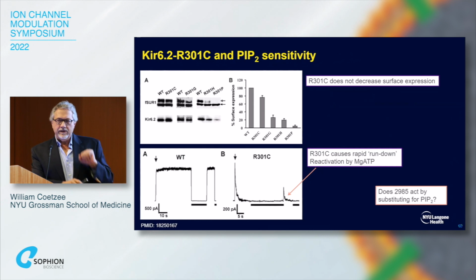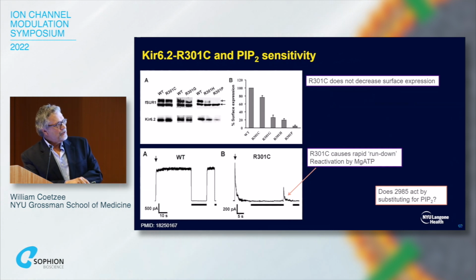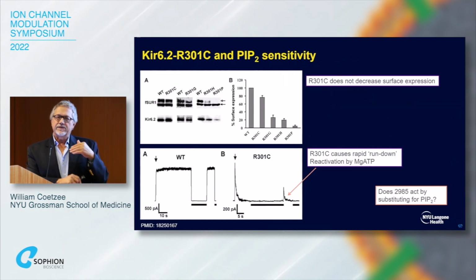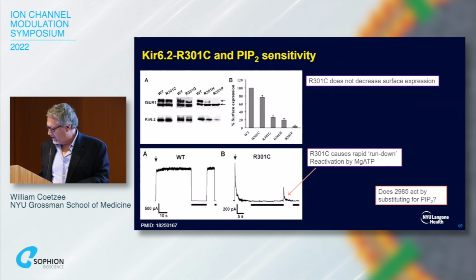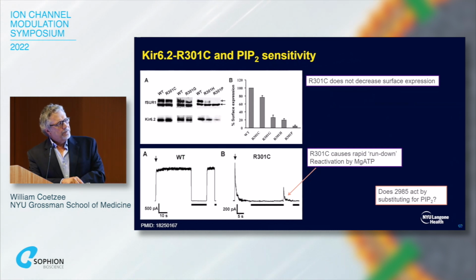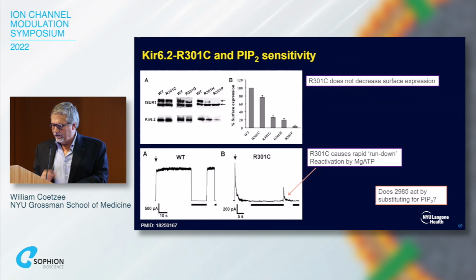involving PIP2 binding. And the reason for that really is because you can reactivate the channel with long exposure of high concentrations of magnesium ATP, which is thought to stimulate the PIP2 generation. So this gave us food for thought and ask whether this compound actually can act by substituting for PIP2.